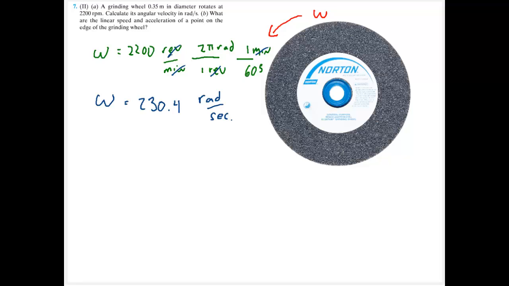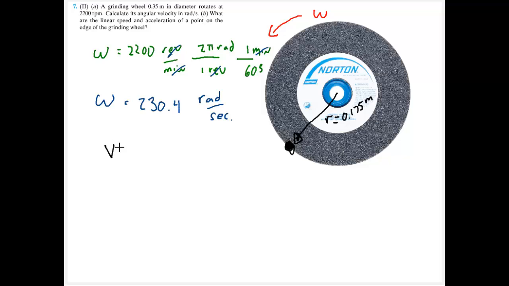Now I'm asked to find what the linear speed and acceleration are at a point at the edge of the grinding wheel, so maybe perhaps a point right here. I'm told that the diameter of the grinding wheel is going to be 0.35 meters. That tells me something about the radius. It tells me the radius is half of that, or 0.175 meters. Simply, I'm looking at equations 8.84 and 8.6.